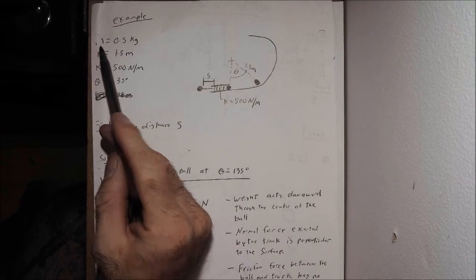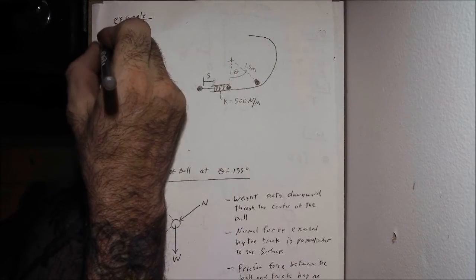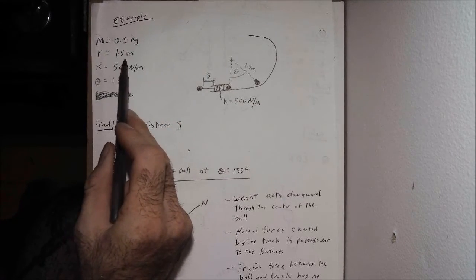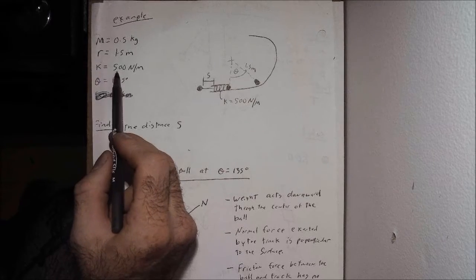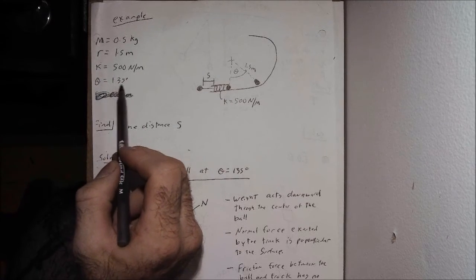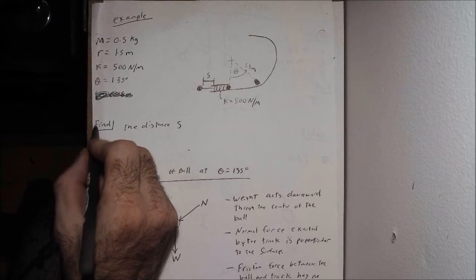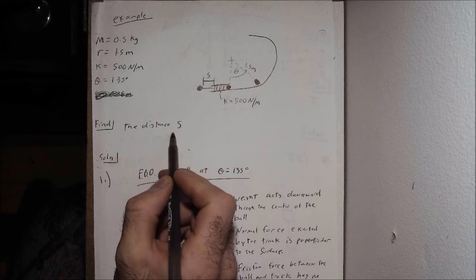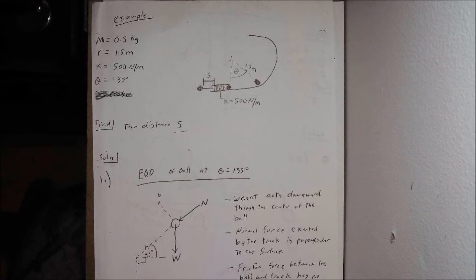So again, we know our mass right here is equal to 0.5 kilograms. Our R is 1.5 meters. Our K value is equal to 500 newtons per meter. And our theta is at 135 degrees. We want to find over here, the thing that we're looking for is the distance s. So that's what we're trying to solve for.